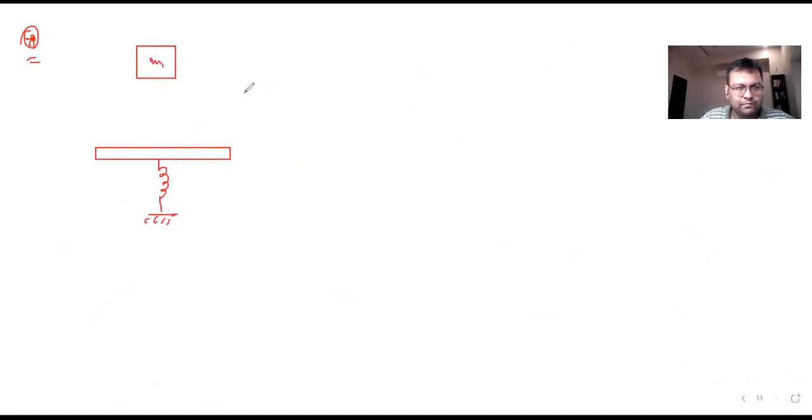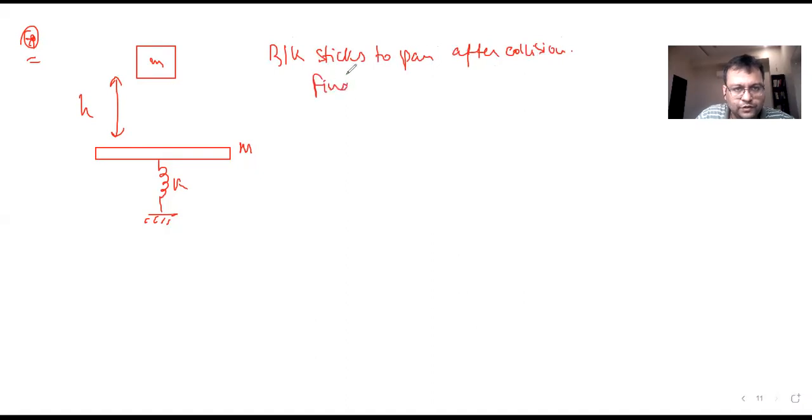Block is of mass m, plank is of mass capital M, spring is of constant k. They are at a height h apart. The block is released. You have to find out the amplitude of oscillation. It is said that the block sticks to the pan after collision. Find the amplitude of oscillation.